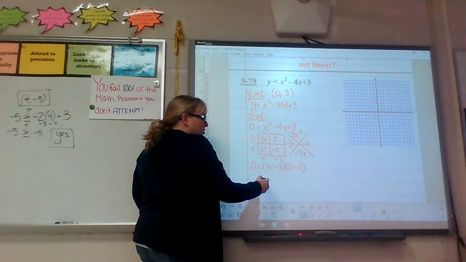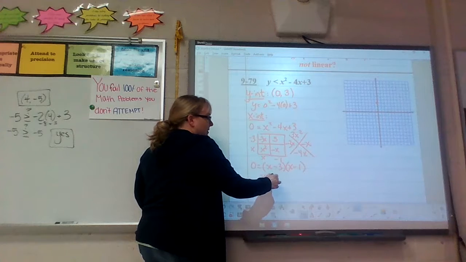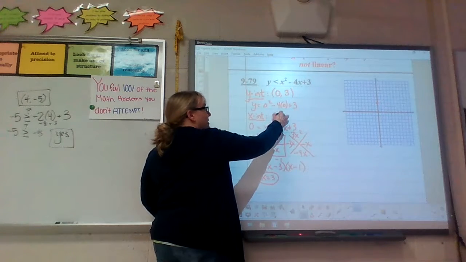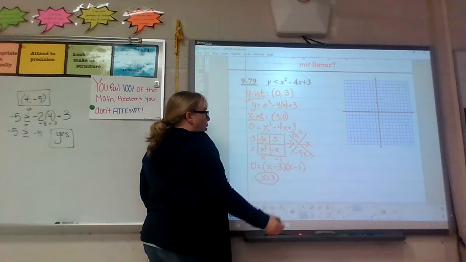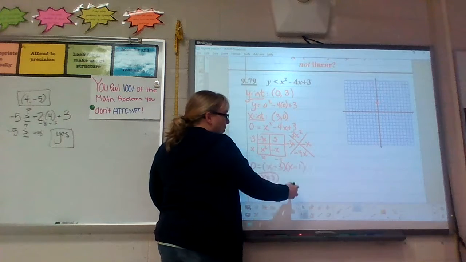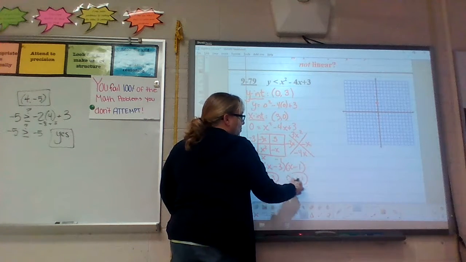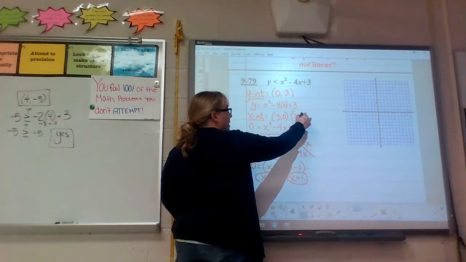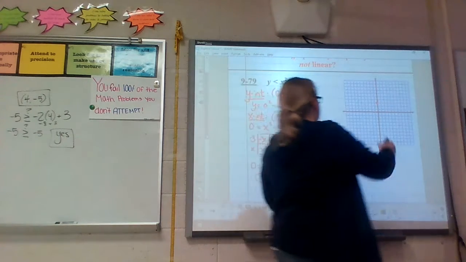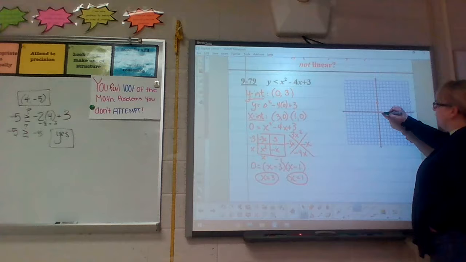That means either x minus 3 equals 0, in which case x is 3. So there's one of my x-intercepts, (3, 0). Or x minus 1 equals 0, in which case x is 1. So there's my other x-intercept, (1, 0). So I go ahead and I plot those on my graph over here.